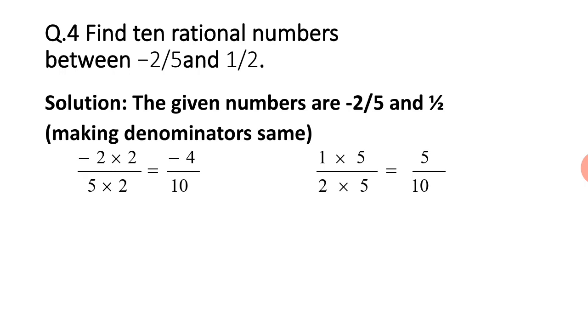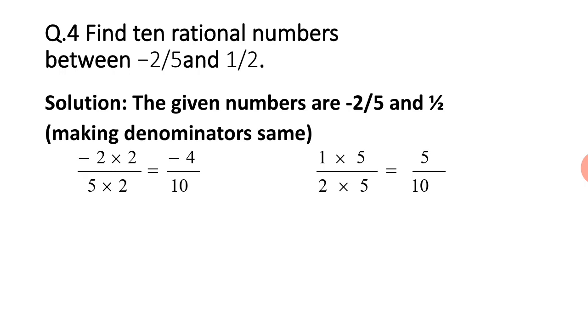You already know about LCM and you can easily do it. Here we got -2 by 5 as -4 by 10 and 1 by 2 got changed into 5 by 10. You know already about equivalent fractions, equivalent rational numbers. So we can proceed with the topic. Now our numbers are -4 by 10 and 5 by 10. We have to find 10 rational numbers between these two.